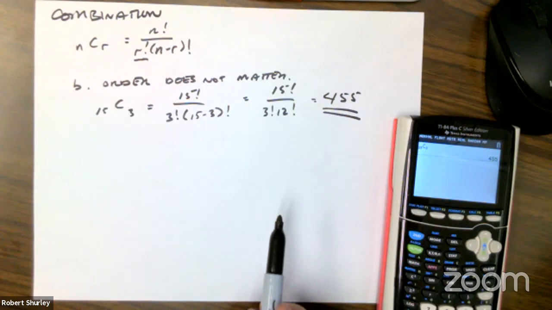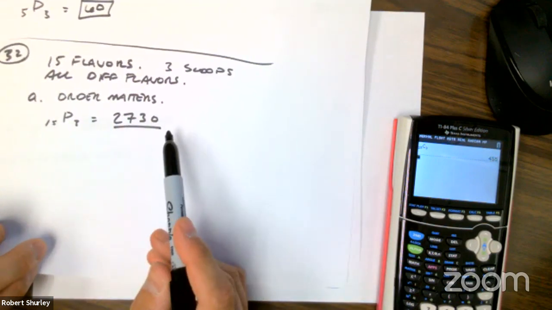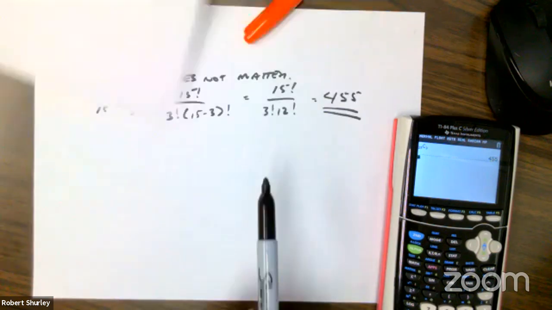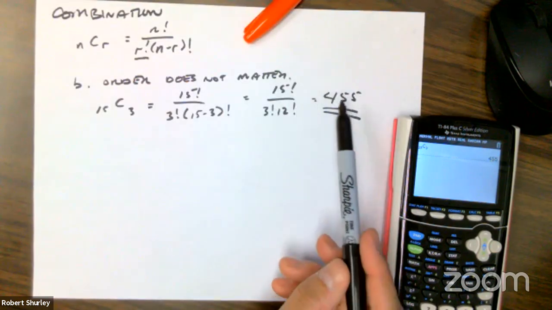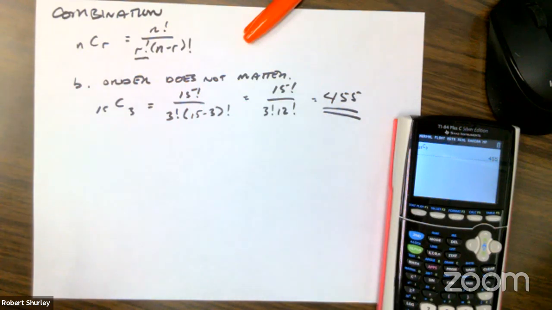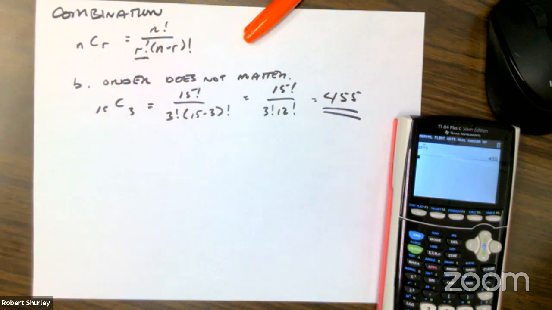Remember, if the order mattered, it was 2,730 different permutations. If order doesn't matter, it's 455. And the reason is because you're dividing away all of the repetitive groupings. So your combination is always going to be smaller because of that, or it could be the same if some goofy things happen, but it's typically going to be smaller because you're dividing away all of the repetitive groups.